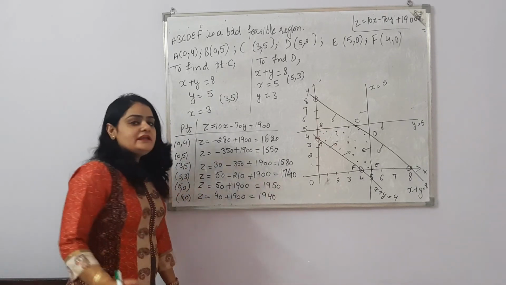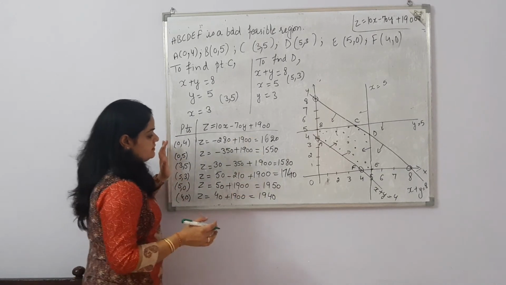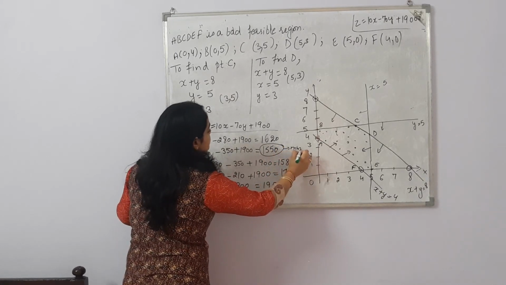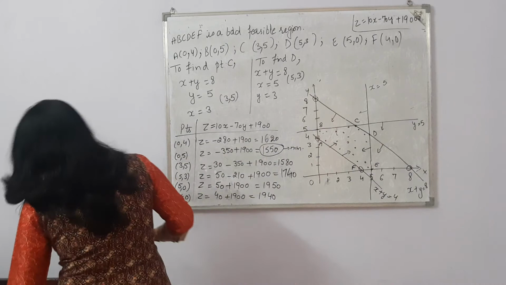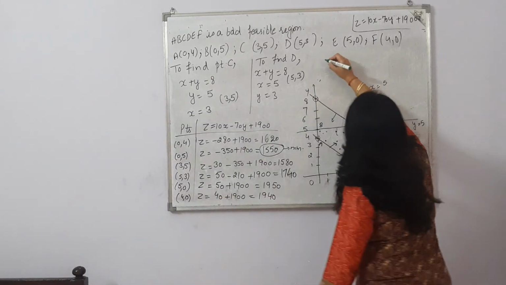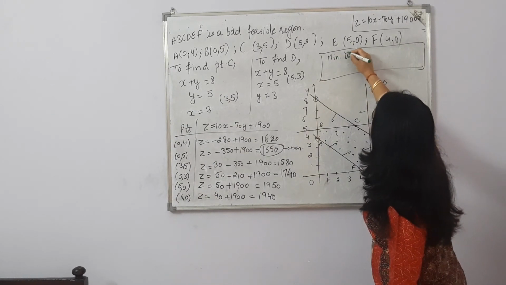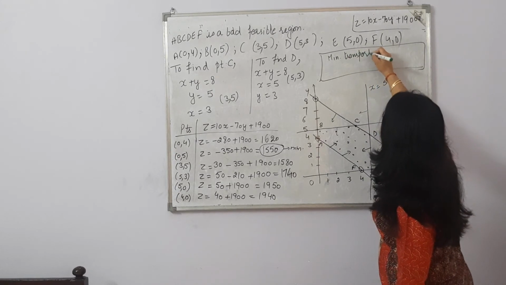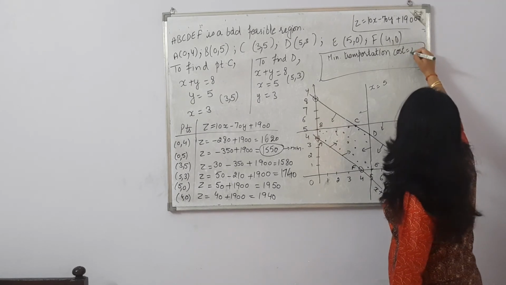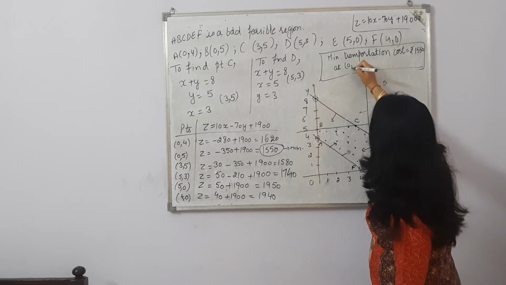Now we need to calculate the minimum transportation cost. Here the minimum value is 1550. Yes, 1550 is the minimum value. So the minimum transportation cost is rupees 1550 at (0, 5).